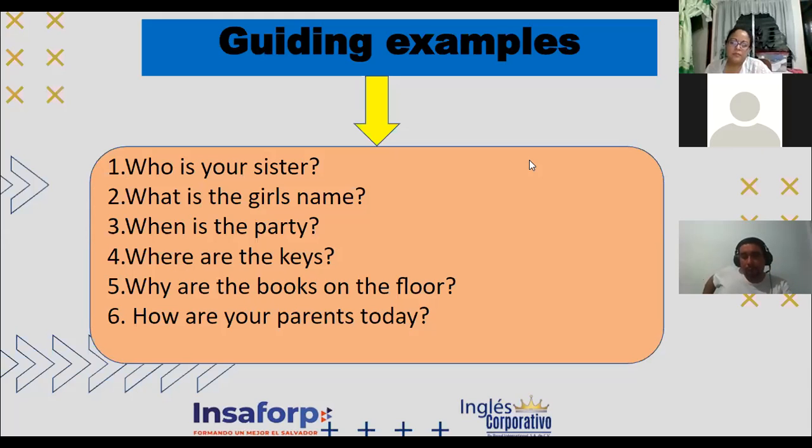Where is the bakery's cell phone? Okay. The bakery's cell phone are in her hands. In her hands. Perfect. Second question, Diego. What is your favorite food? My favorite food is sushi.